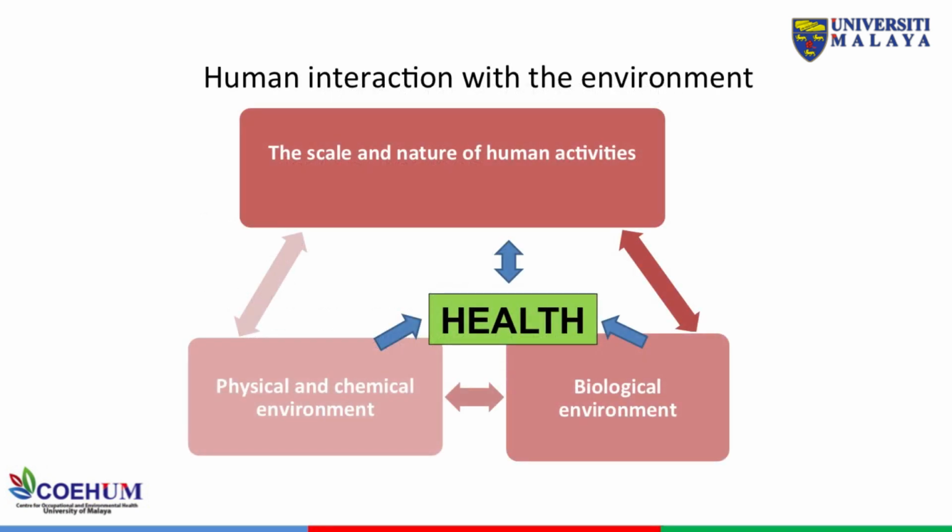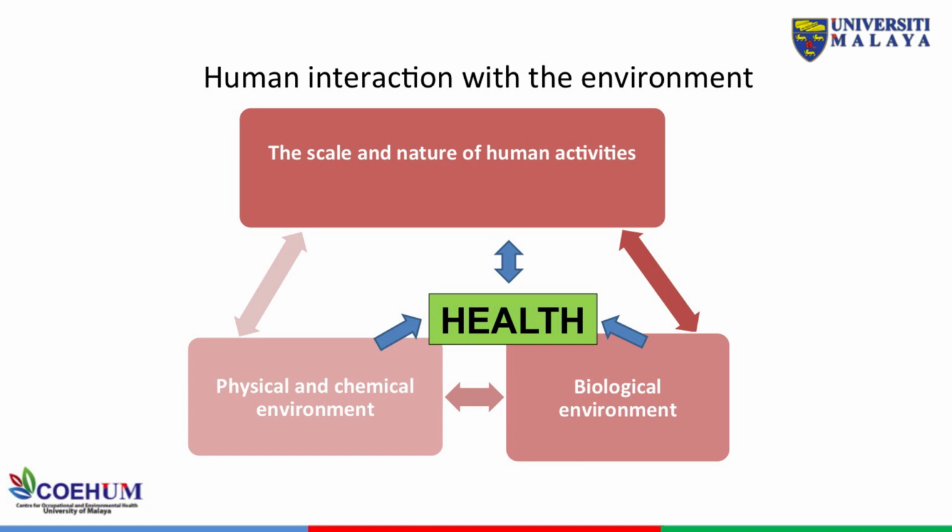Okay, this is the human health interaction with the environment. As you can see here, human health interacts with the scale and nature of human activities, and the biological, physical, and chemical environment. The upper box showing the scale and nature of human activities includes agriculture, industrial, and energy production, the use and management of water and waste, urbanization, the distribution of income and assets within and between countries, the quality of health services, and the extent of protection of the living, working, and natural environment.